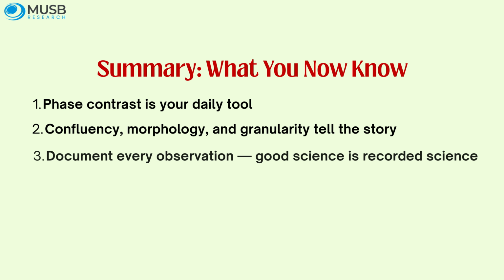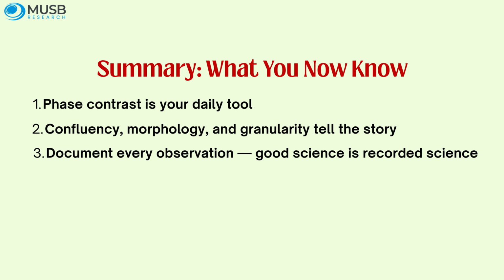Three, document every observation. Good science is recorded science. A microscopy check that is not documented is information that does not exist. Photograph your cells, timestamp the images, note the passage number, and write down what you observed and what action you took. Six months from now, when something unexpected happens in your data, those records will be the difference between understanding what happened and never knowing.